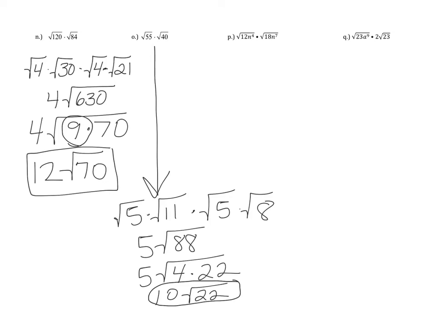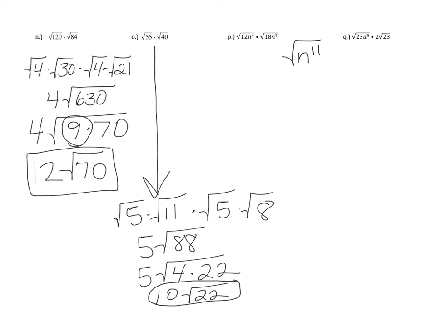If I do the square root of n to the 4th times the square root of n to the 7th, remember you just add the exponents. It's going to give me the square root of n to the 11th. So I'm just going to put that off to the side here, square root of n to the 11th. Now I'm going to multiply the square root of 12 times the square root of 18.